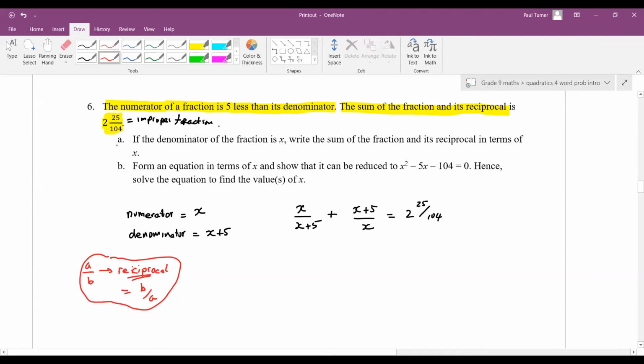So basically that's part A done. This is part A, that's all you needed to do. So we just wrote out our equation, but now it says form an equation in terms of x. So we need to simplify this equation to be this. Actually this is the same as that, but you need to show that. You see that word show? That means you need to change this to be this form here, okay? Which is not too difficult. We can take a look at that.